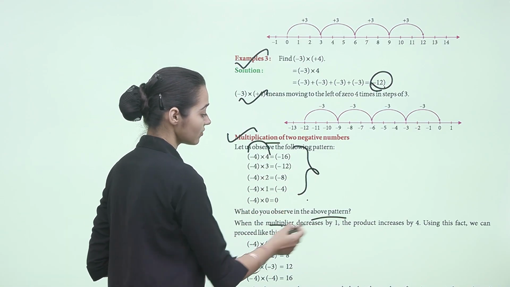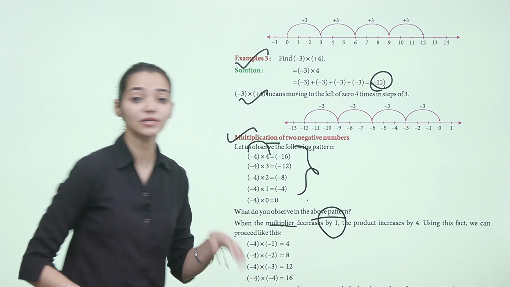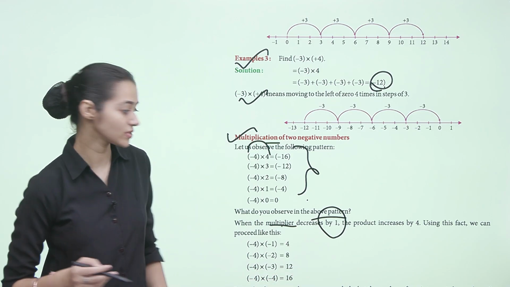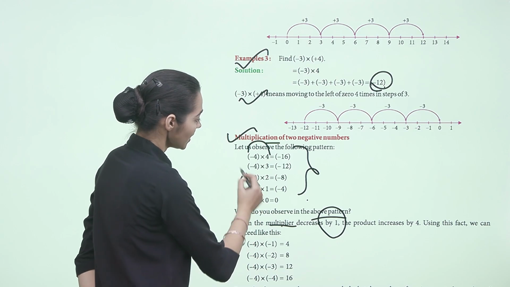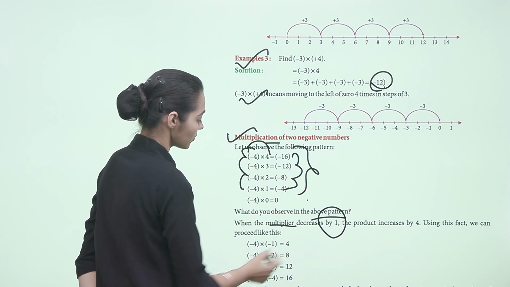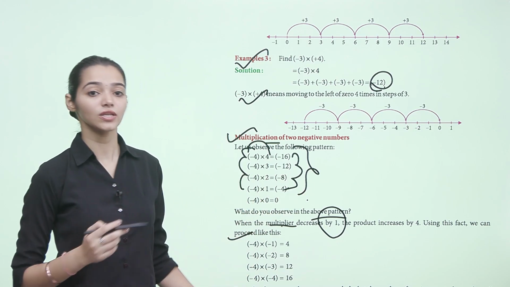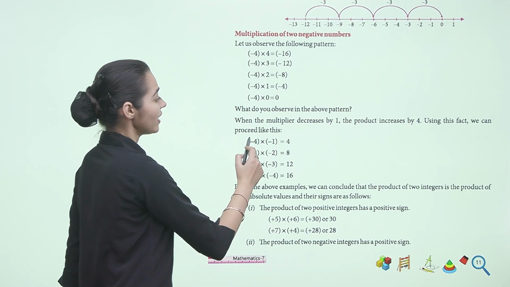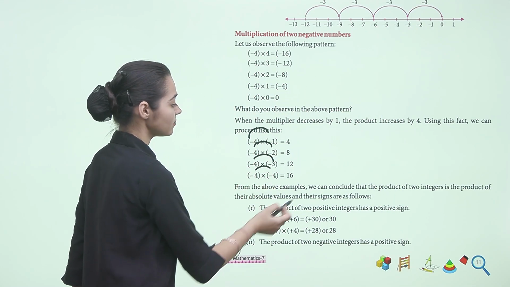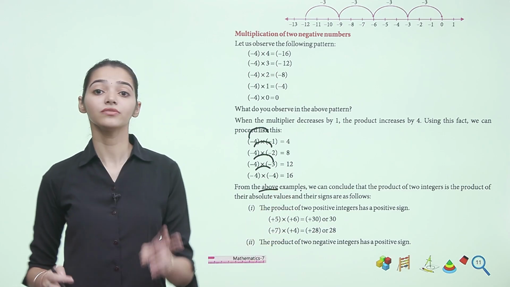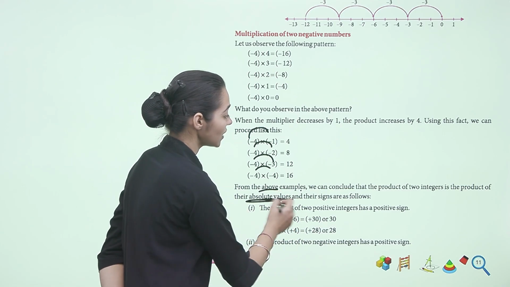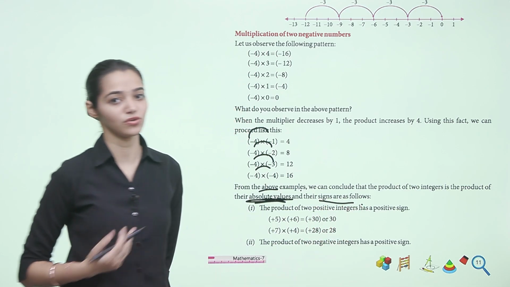What do you observe? When the multiplier decreases by 1, the product increases by 4. Using this fact, we can proceed like here, where we are increasing by a multiple of 4. We can also proceed in the other direction like this. Again we have multiplied by multiples of 4, but here we find the product of two integers, that is the product of their absolute values and their signs as follows.